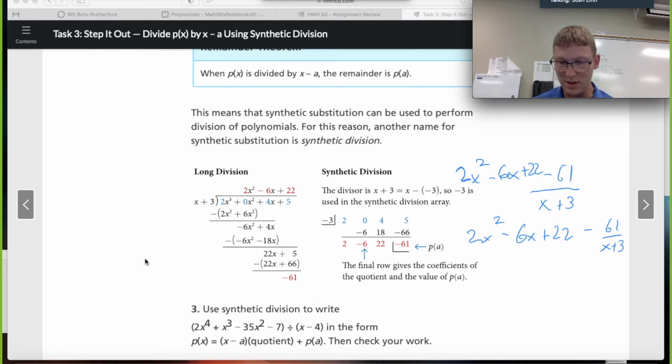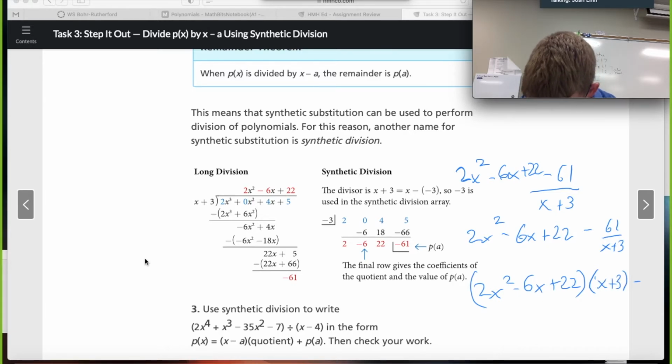So just like the last time, that's not how you're going to enter it in. You're going to enter it in as the quotient times the divisor plus or minus the remainder. Or like I like to think about it, get rid of this fraction. So we're going to times everything by the denominator right there. So that's going to end up being 2x squared minus 6x plus 22, times x plus 3, minus 61.